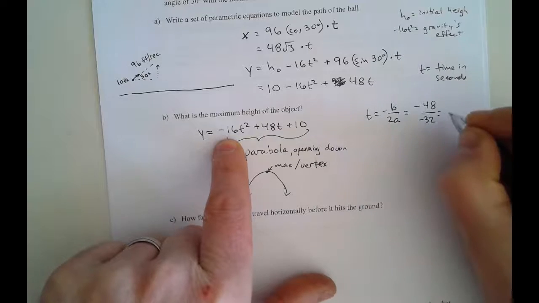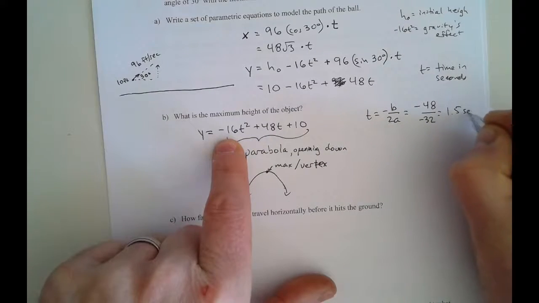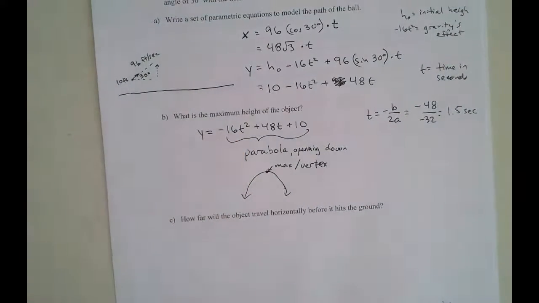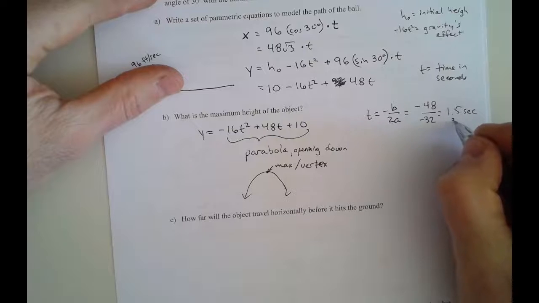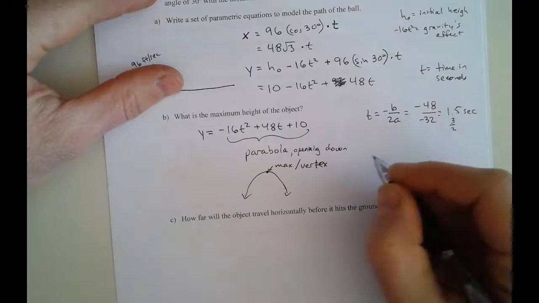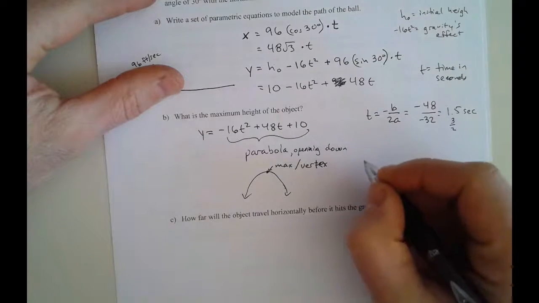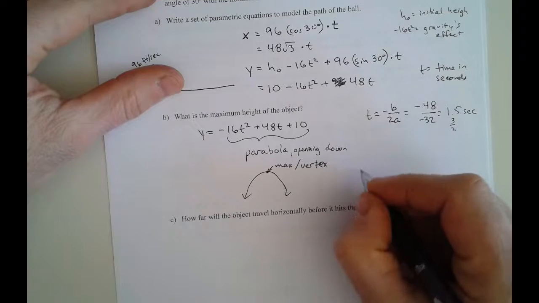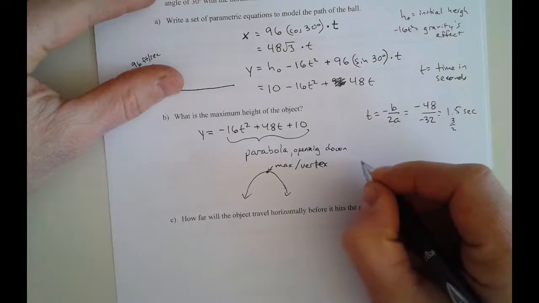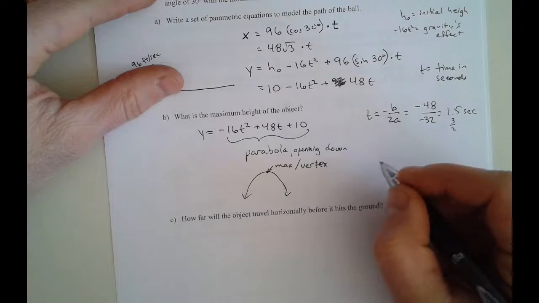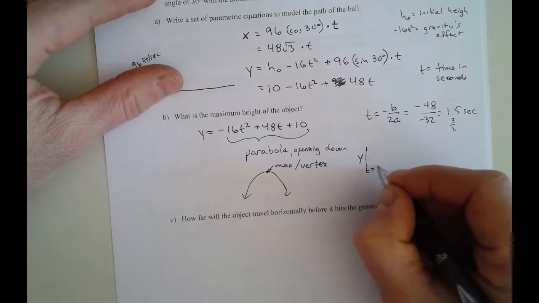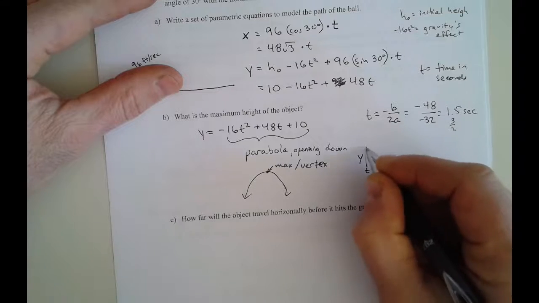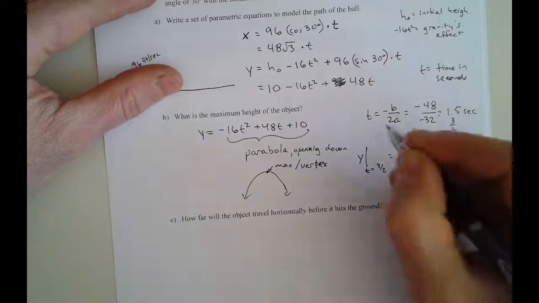We reduce it down and we get 1.5 seconds. So not our answer, but it's the time that it will actually hit its vertex. And so we're just going to take that and plug it in to this equation over here. Because I love fractions and I hate using calculators, I'm going to put it back to this. I'm going to take that y equation and evaluate it when t equals 3/2. That straight line tells you to evaluate. Okay, and I'm going to plug it in.